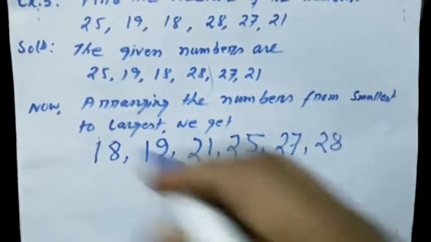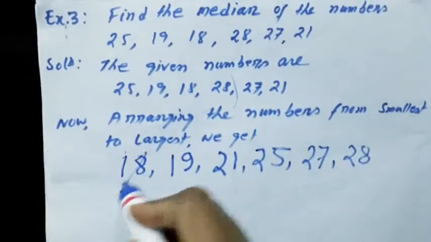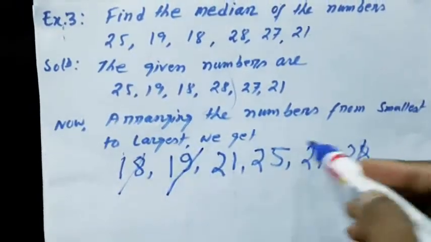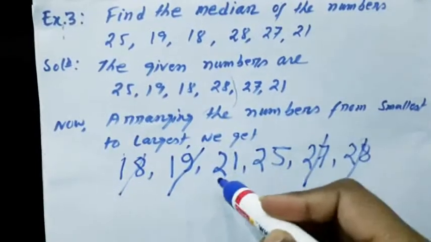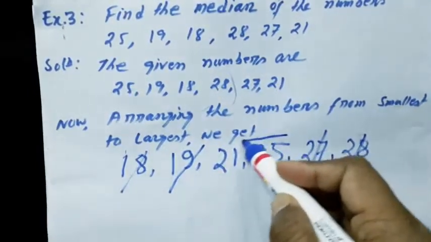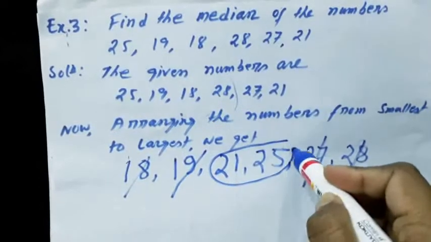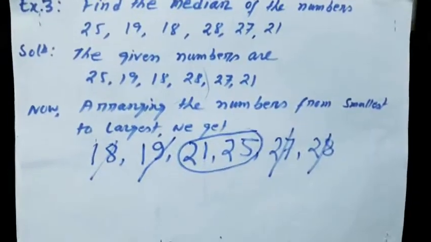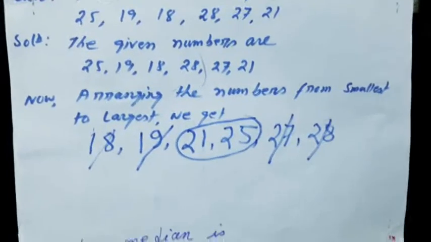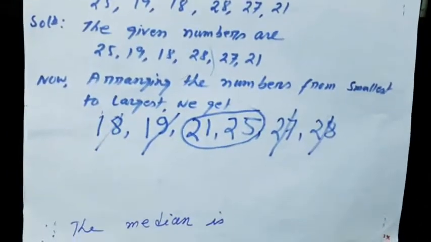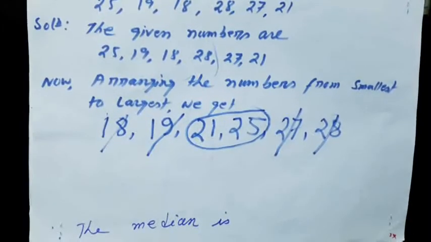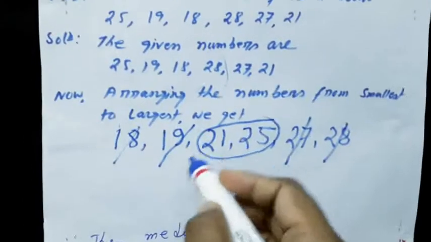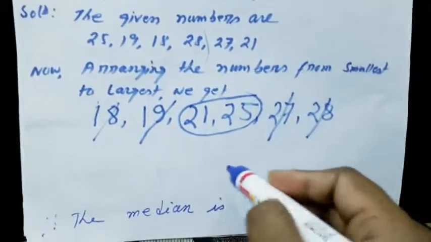Same process we will do. 18 cancel, 28 cancel. 19 cancel, 27 cancel. These are the two middlemost values. But two values cannot be the median. So what do we have to do? When the number of observations is even, in that case we have to take the mean of these middle numbers. Therefore the median is what?